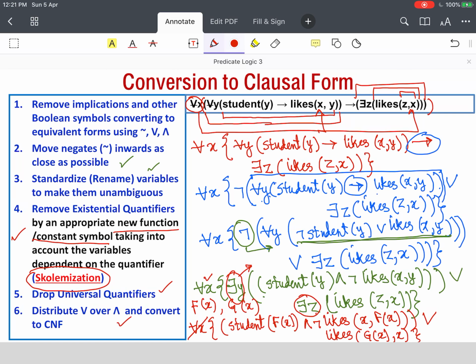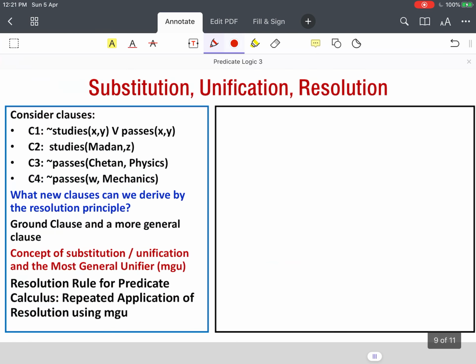Now you have to do a distribution because this is AND OR. Now all you have to do is drop the universal quantifier and then do a distributive law as we have seen before. So this is a little intricate because we need to know when and how we are going to remove existential quantifiers. And that is something that needs to be discussed in a little more details, which we shall try to do next.